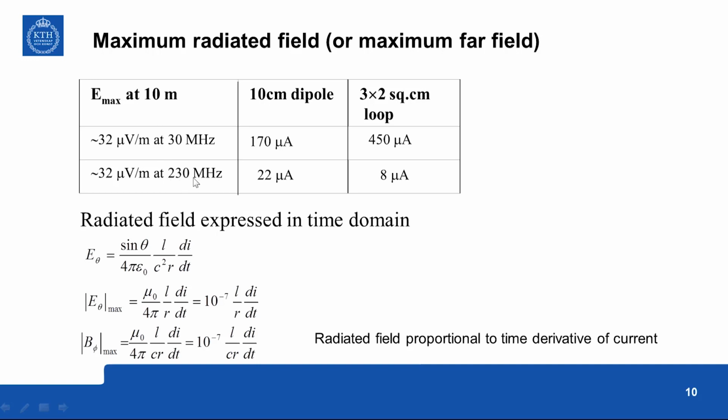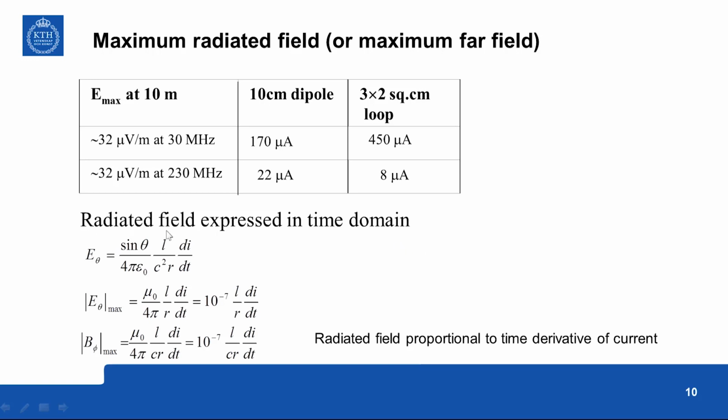Similarly, at 230 megahertz, to reach this value, you need only 22 microamperes, and for a loop, you need only 8 microamperes. Because for the loop, it is area divided by lambda square. That is why the changes are much faster here.